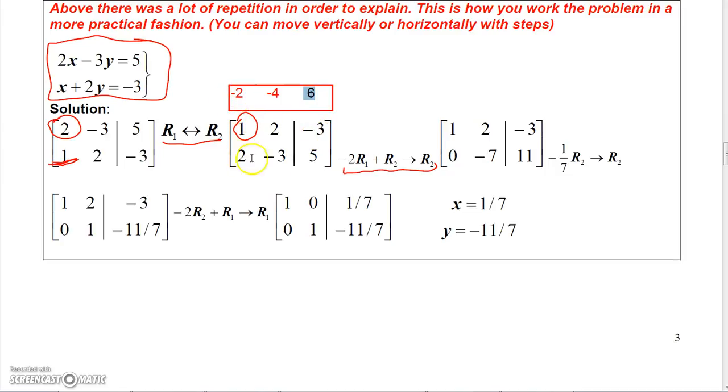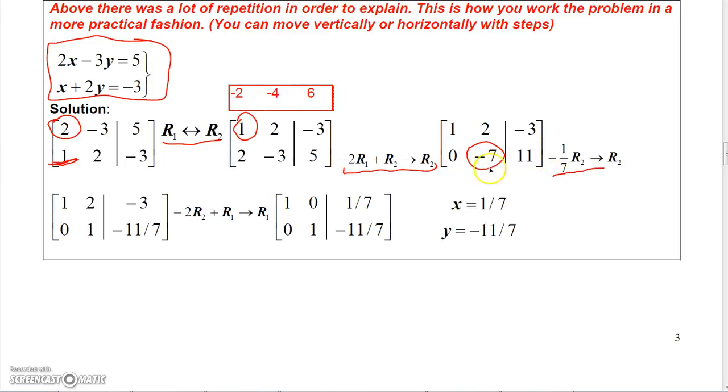So negative 2 plus 2 gives me a 0 right here. And then negative 4 plus negative 3 gives me negative 7 right here. And then 6 plus 5 gives me 11 right here. So then I have this negative 7 in row 2. Once I've got this column the way I want it, now I can go down to the next row, and I want to make this a 1. So I'm going to multiply this row by the reciprocal of negative 7, which would be negative 1/7.